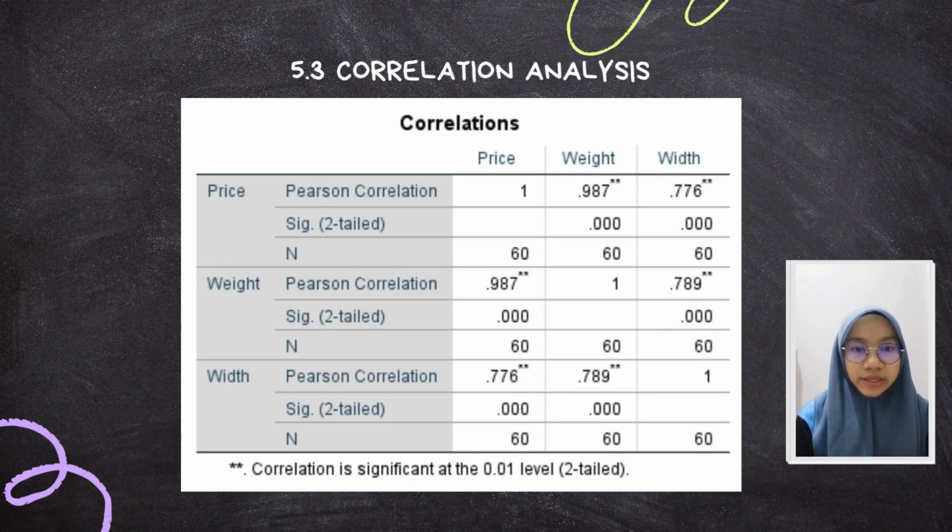Based on the Pearson correlation analysis obtained by using SPSS software, we measure the relationship and strength between several variables. During this investigation, we examine the correlations between price, weight, and width. Both weight and width have a strong positive correlation with price. The Pearson correlation coefficients are 0.987 and 0.776. This means that as weight or width increases, the price also tends to increase. The p-value for both correlations is 0.000, which is less than 0.05. So the observed correlations are statistically significant and unlikely to be due to chance.